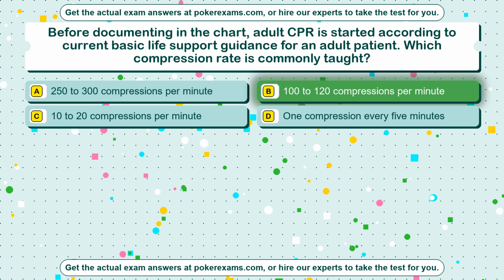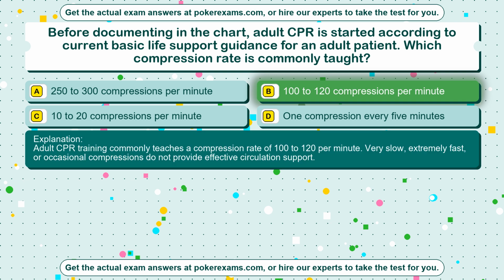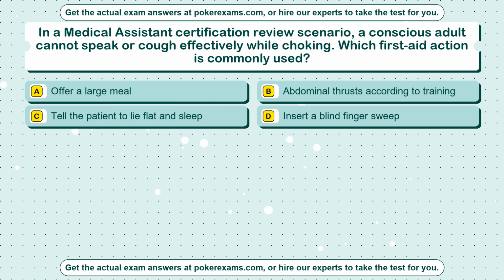The correct answer is option B, 100 to 120 compressions per minute. Adult CPR training commonly teaches a compression rate of 100 to 120 per minute. Very slow, extremely fast, or occasional compressions do not provide effective circulation support. Question 94.